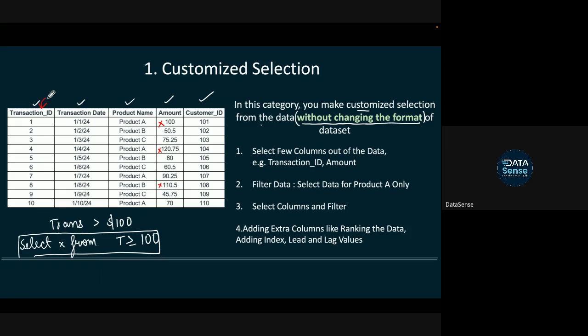Okay, so it has not changed. Your primary key still remains transaction ID. You've just reduced the data size vertically, right? Earlier it was 10 rows, now you have made it to 7 rows. Correct?